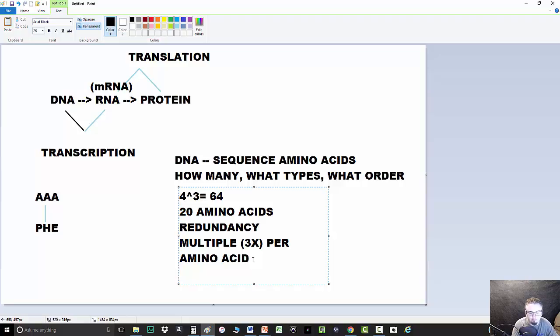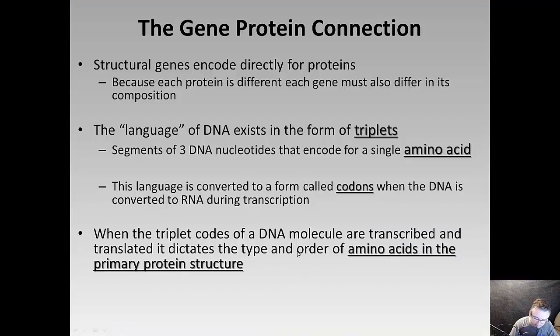The other thing about it is that we have what are referred to as stop sequences. So we actually have a stop triplet, several of those. So we have directions for how to make a protein in terms of amino acids, and then we also have a spot on there that says, okay, stop here, and this is the end of that sequence. So that takes up some of those 64 spots there. So let's take a look here.